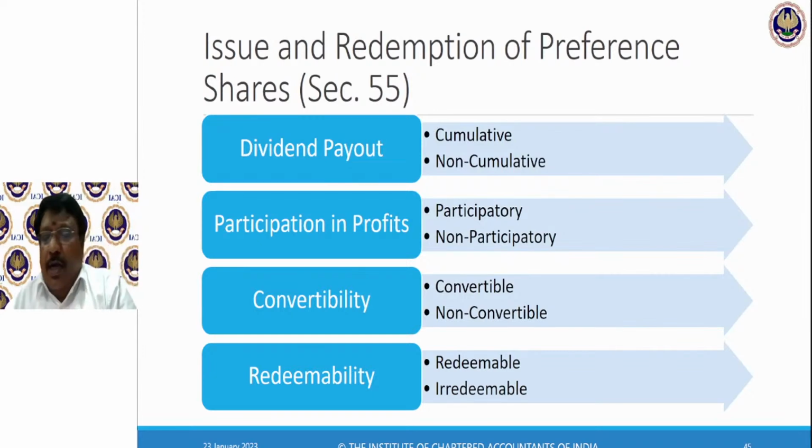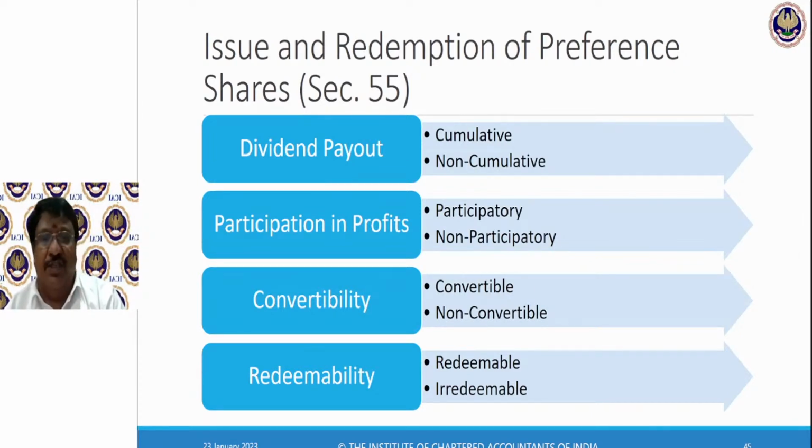Convertible and non-convertible: on the expiry of a certain period, the preference share will get converted into equity. This is called convertible. If such an option is not there, it is called non-convertible. Usually, conversion is an option. The shareholder can either opt to convert or he can opt to not convert.